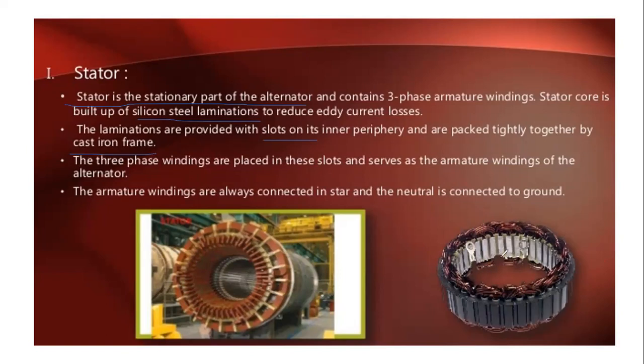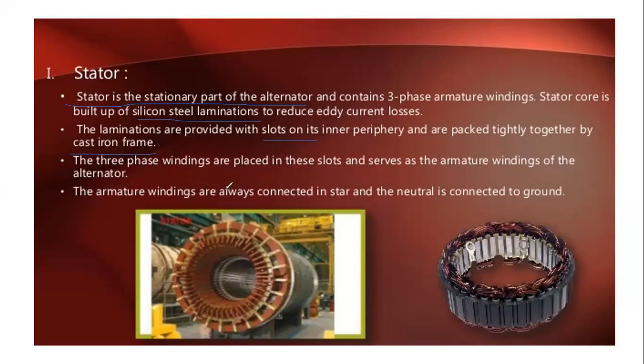In those slots we have the laminations. Therefore, the slots are on the inner periphery and are packed tightly together to form a cast iron frame. The three-phase windings are placed in these slots and serve as the armature winding of the alternator.